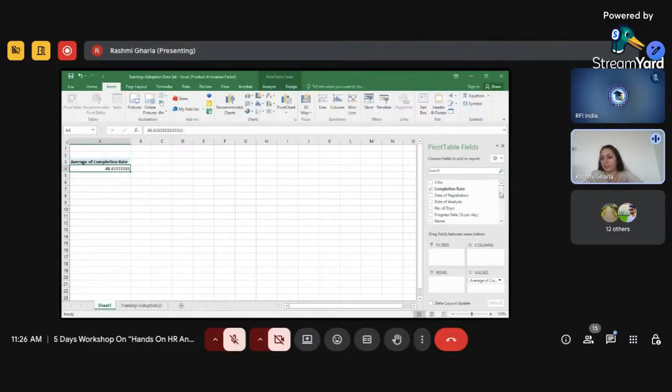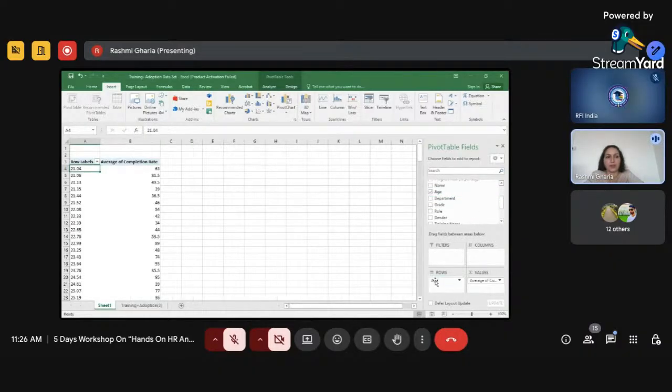Now I would like to see why this completion rate is low, right? So first of all, I will go and see the age-wise completion rate. Drag this age column into the row column. As I already told you, we are applying descriptive analytics, meaning I'm focusing more on what happened. To get into the depth of the data, like why it has happened, I need to apply various diagnostic tools like regression, correlation, right?